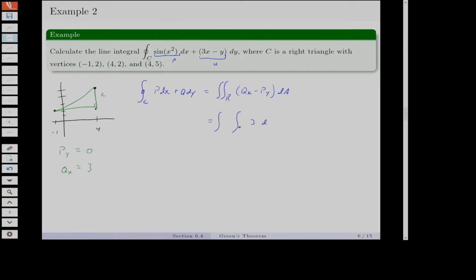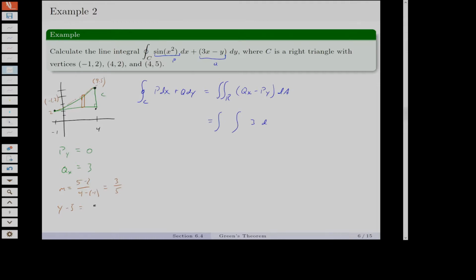Oh, and then let's figure out which way we want to integrate. This we could set up as either a type 1 or a type 2 region. Okay, so I'll just set it up as a type 1 going up and down. So I want my y values to start at 2 and to end at whatever this line is. So I'm going to figure out the equation of that line. So the slope of that line, write down the points. The slope of the line is going to be 5 minus 2 over 4 minus negative 1, so 3/5.